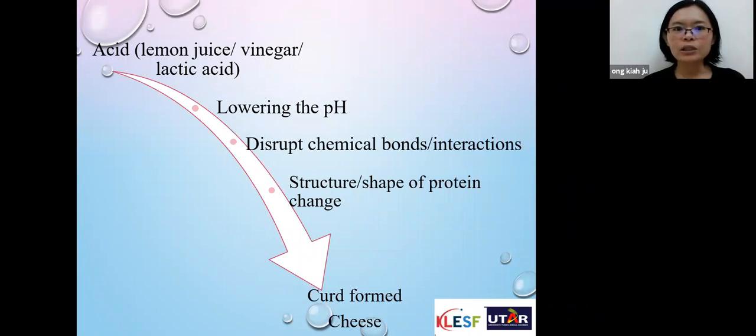And when the pH of the milk is changing, it will disrupt or affect the chemical bonds, the interactions that are found inside the protein. As a result, the shape or the structure of the protein will change. And finally, you are able to get your cheese. You can see the curds form after you add in the lemon juice or the acid.